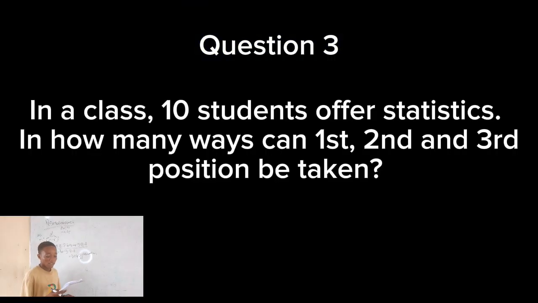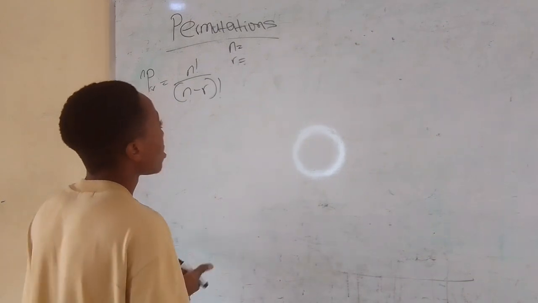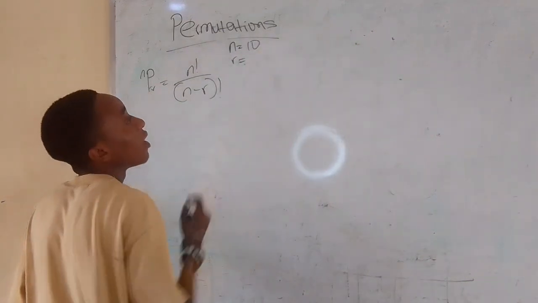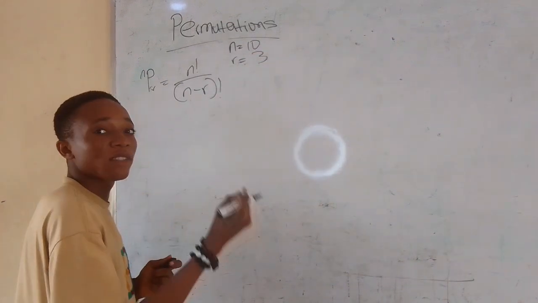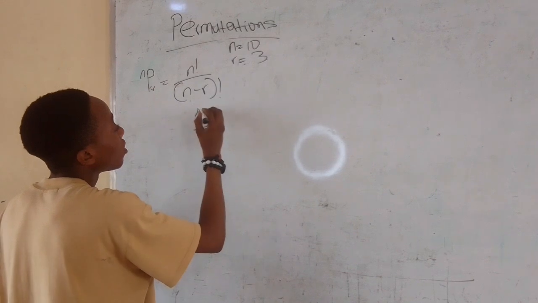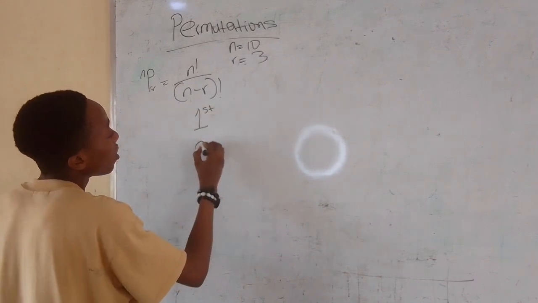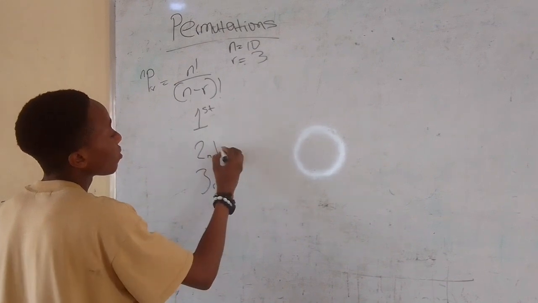And our last question says, in a class, 10 students offer statistics. In how many ways can first, second, and third position be taken? So we have 10 students, and the positions here are 3. That is first, second, and third position.